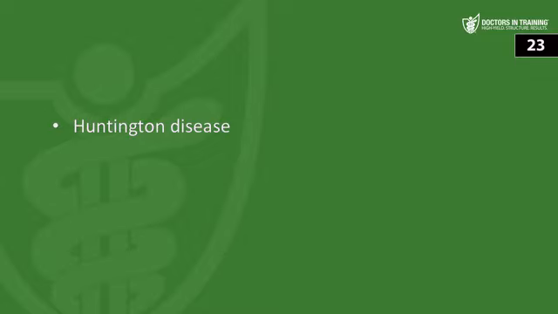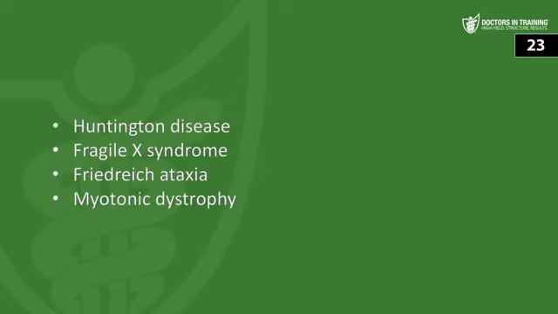All right, next question. What are some of the disorders resulting from trinucleotide repeats? So there's Huntington disease, which is a CAG nucleotide repeat disorder. We also have Fragile X syndrome, Friedreich ataxia, and then myotonic dystrophy.